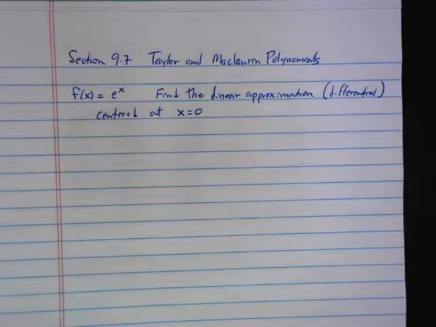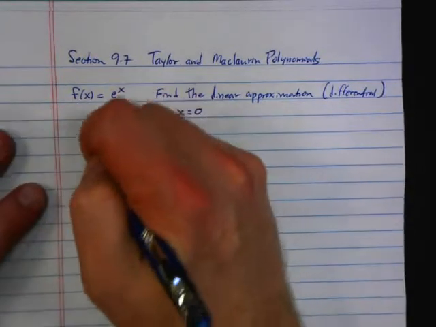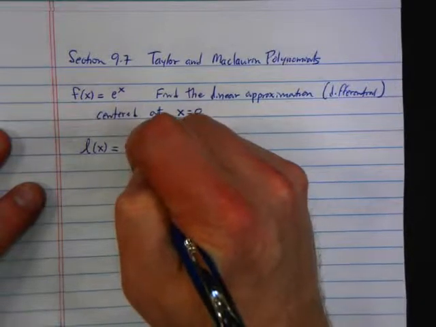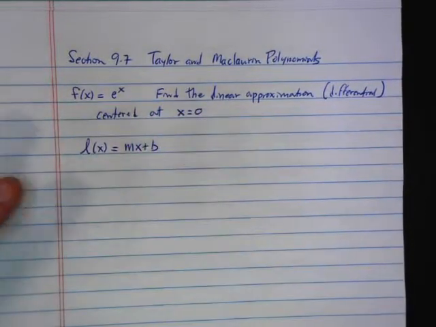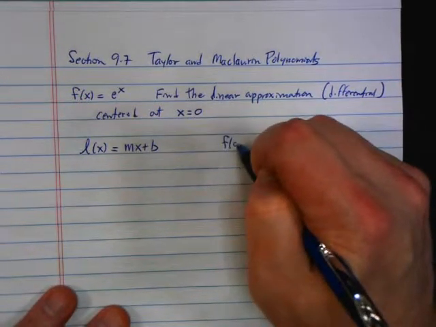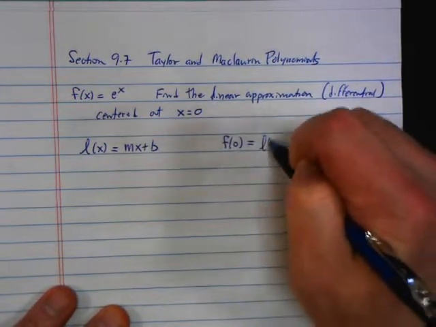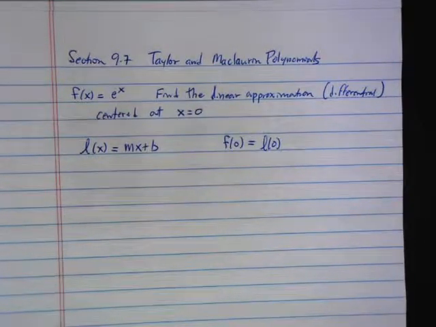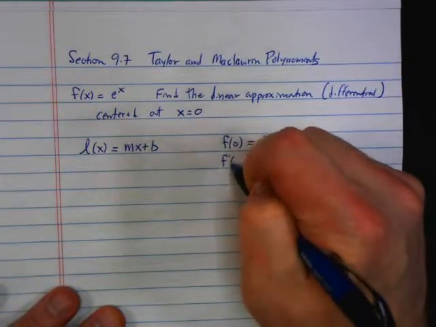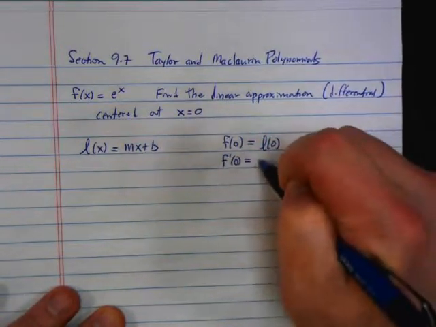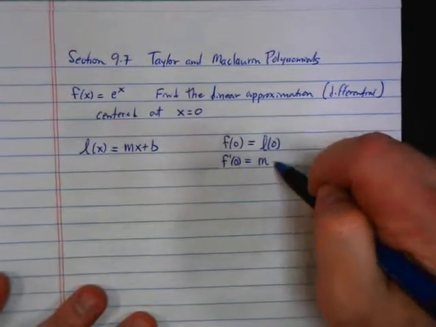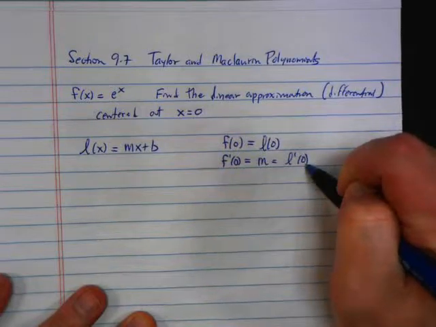To do that, we wanted two things to happen. So we want our line, I'll call it L of x, to be mx plus b. We wanted two things to happen. We wanted f at 0 to equal L at 0. And then we wanted f prime at 0 to be the slope, which is, of course, L prime at 0.